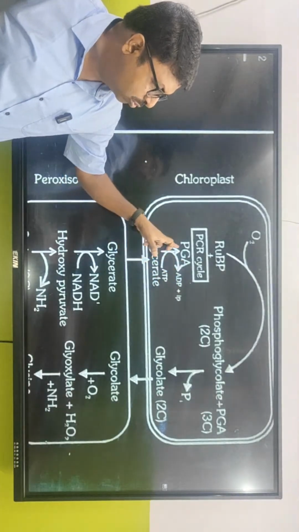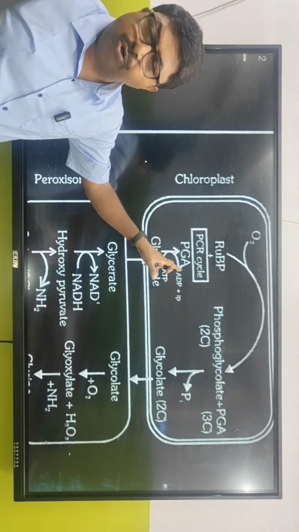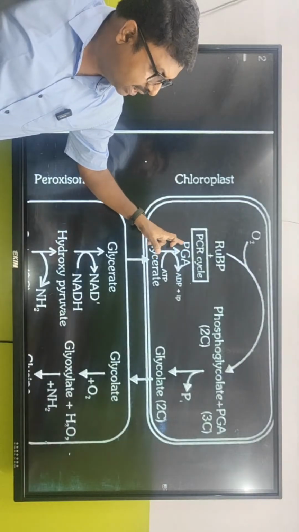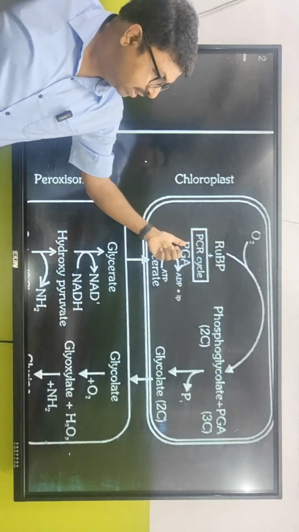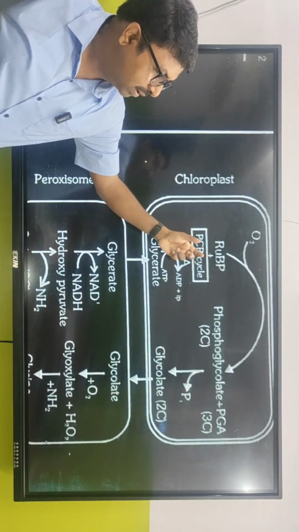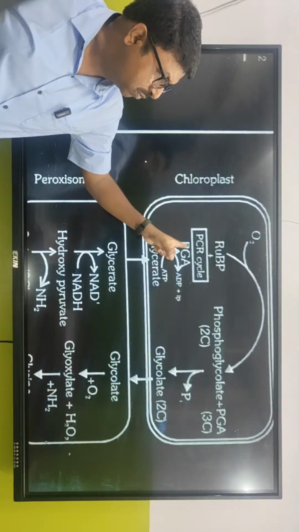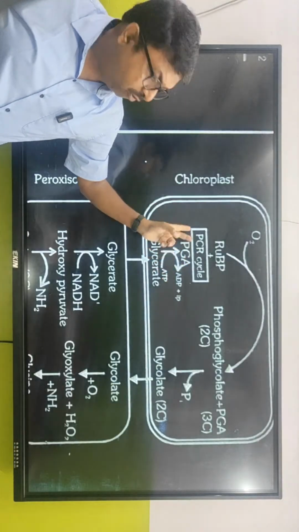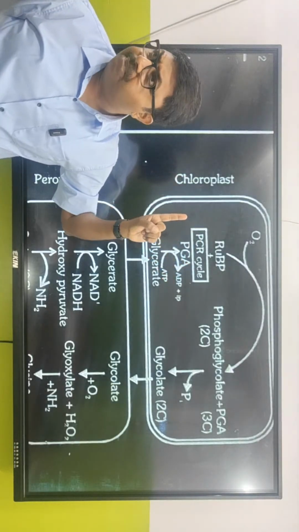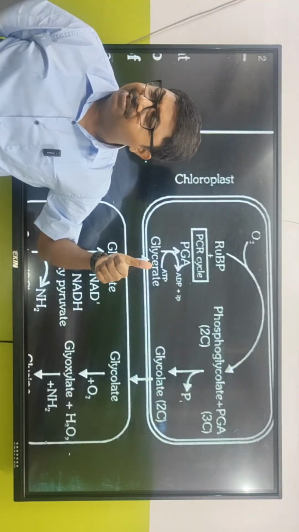What happened to this glycerate? PGA. What is formed? Phosphoglyceric acid is formed. This phosphoglyceric acid again gets back to this cycle. This phosphoglyceric acid, by the PCR cycle, comes back into what? It forms RuBP. PGA, phosphoglyceric acid, is the first product of what? Of the dark reaction, the C3 cycle.